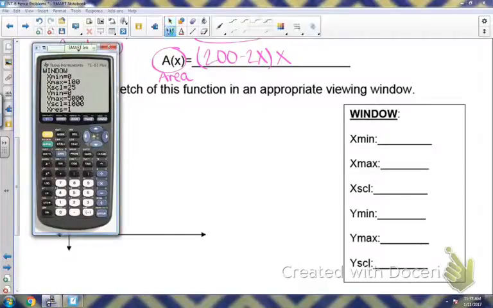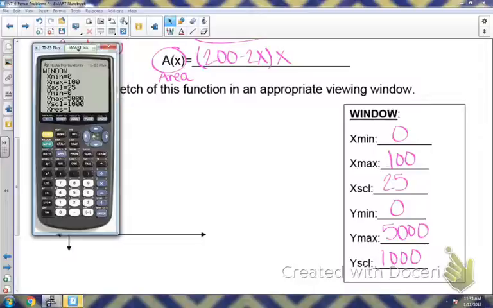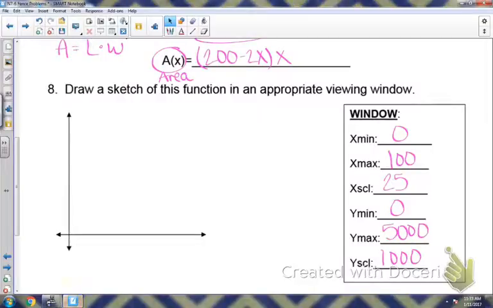So our x-min and y-min is always going to be 0. X-min 0, x-max is 100, and we increase by 25. Our y-max is 5,000, and we're going to increase by 5,000. Okay, so let's graph it.